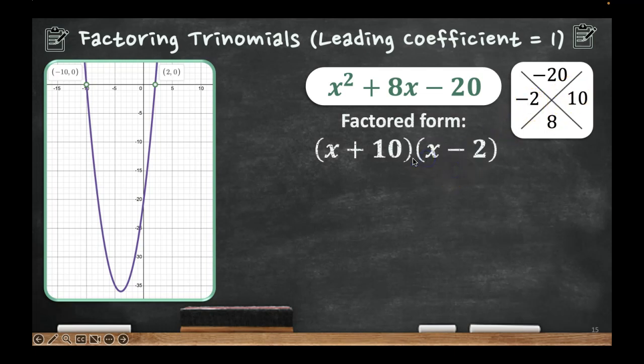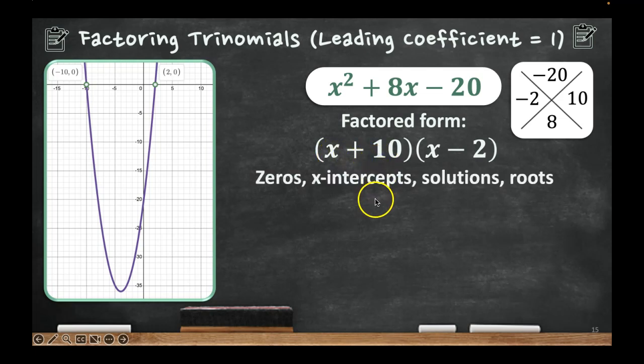So we have an x plus 10 and an x minus 2. When it comes to our solutions, we take each of those factors, set it equal to 0, and solve. x plus 10 equals 0, subtract 10 on both sides, and you get x equals negative 10. Take x minus 2, set it equal to 0, add 2 to both sides, and you get x equals positive 2.